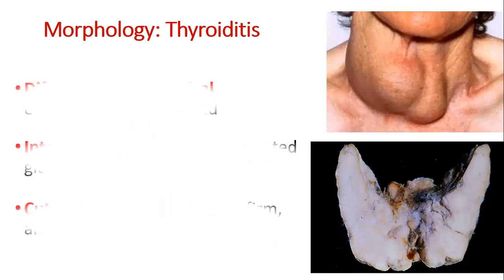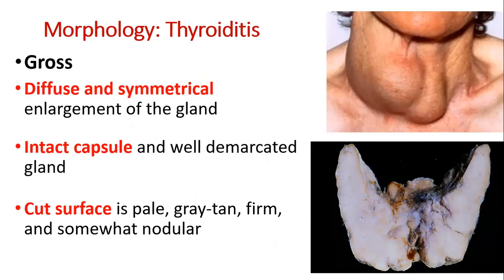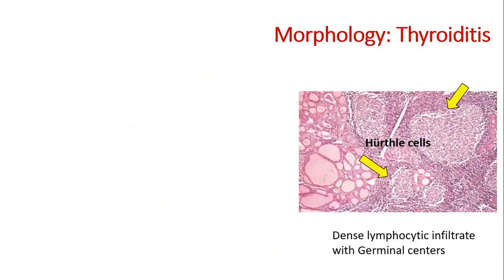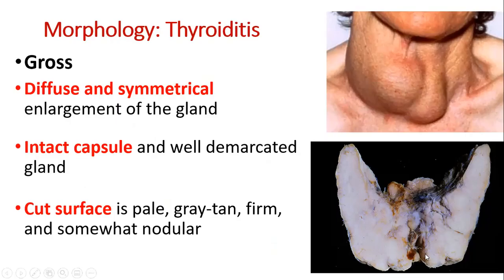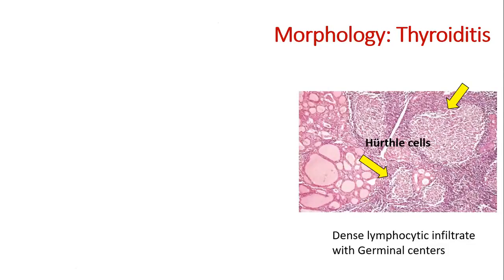You can see the patients present with diffuse symmetrical enlargement of both thyroid lobes, with intact capsule and well demarcated glands. So you can see the size of the gland, well demarcated. The cut surface is pale gray tan, firm, gray tan, which suggests there is some fibrosis or cellular state and somewhat nodular presentation.